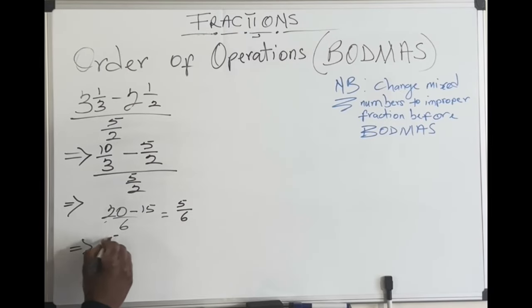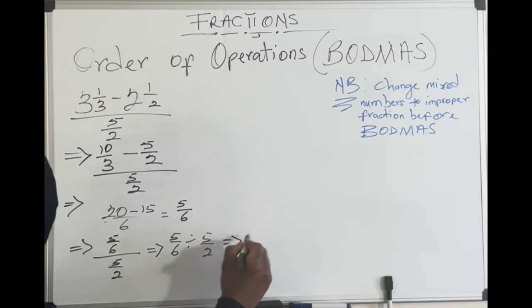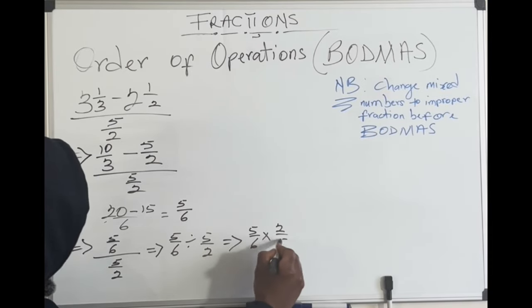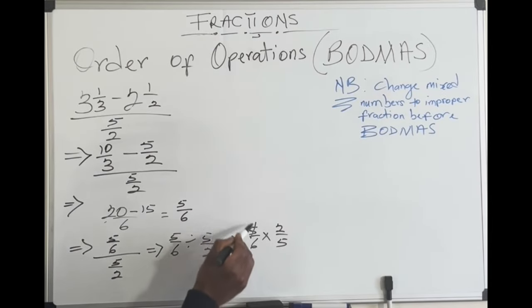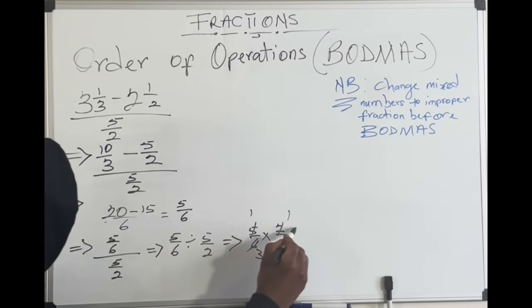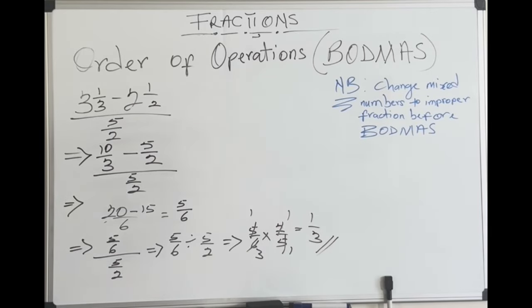So 5 over 6 divided by 5 over 2. Okay. All right. Let's write it this way. 5 over 6 divided by 5 over 2, and 5 over 6 times 2 over 5. Cancellation. 5 goes here, 1 goes here, 1, 2 goes here, 1 goes here, 3. So we have 1 over 3. That's our final answer.